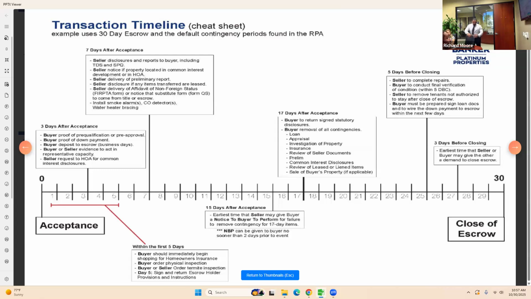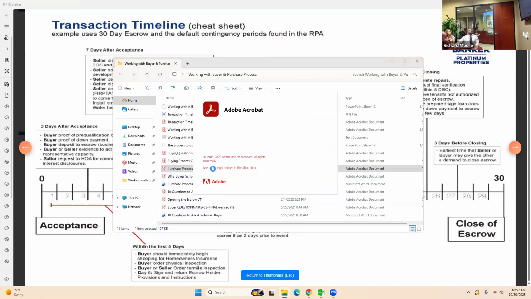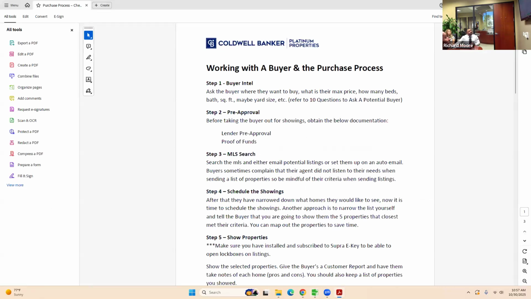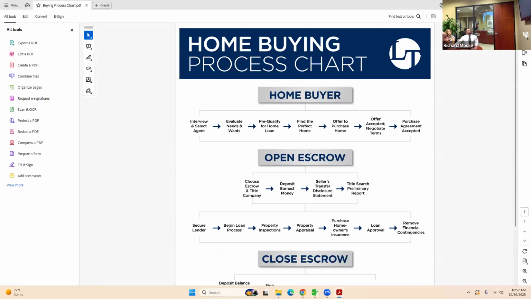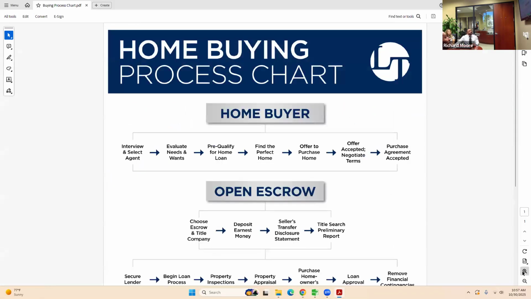I wanted to show you guys a couple of things here. No, that's not it. It's this one. So this is pretty much the process. Oh, come on. So this is pretty much the process here.